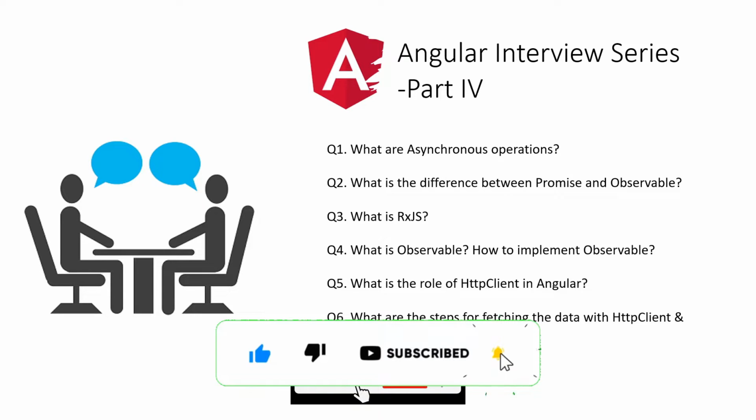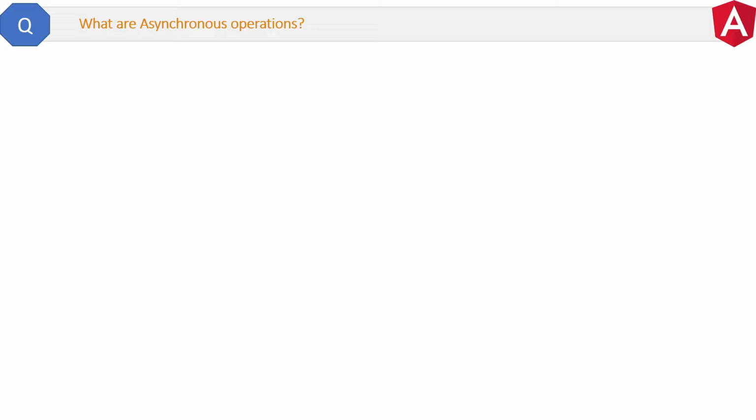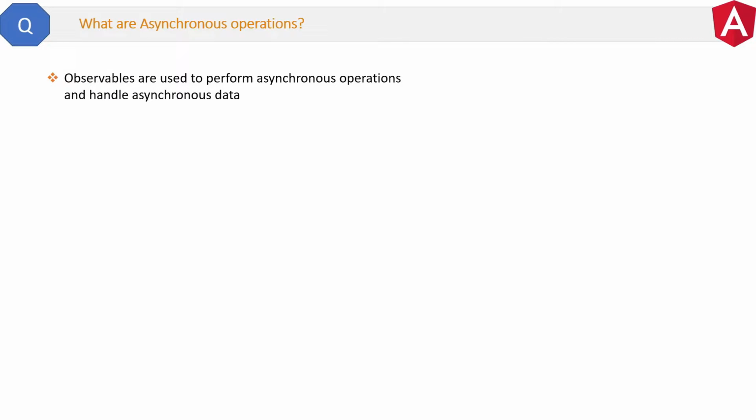So without wasting time, let's start with the first question. Here is the question: what are asynchronous operations? I know you might already know the answer, but this is a very important thing for observables, because observables are used to perform asynchronous operations and handle asynchronous data only. So let's quickly understand asynchronous operations.